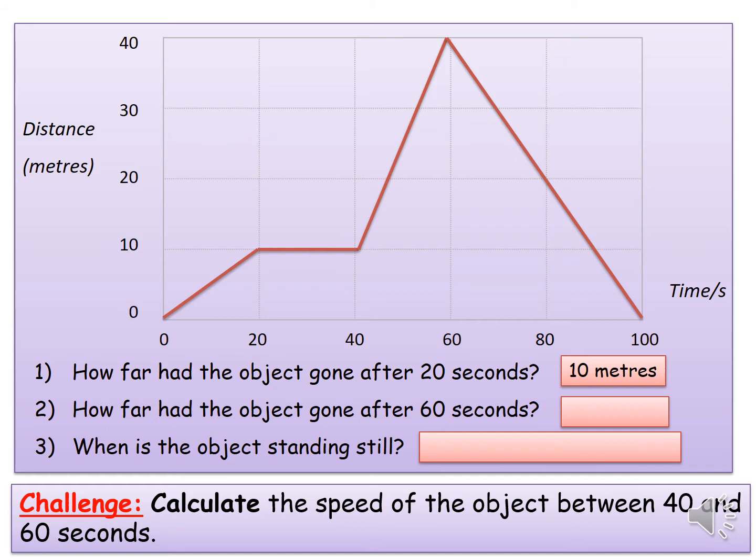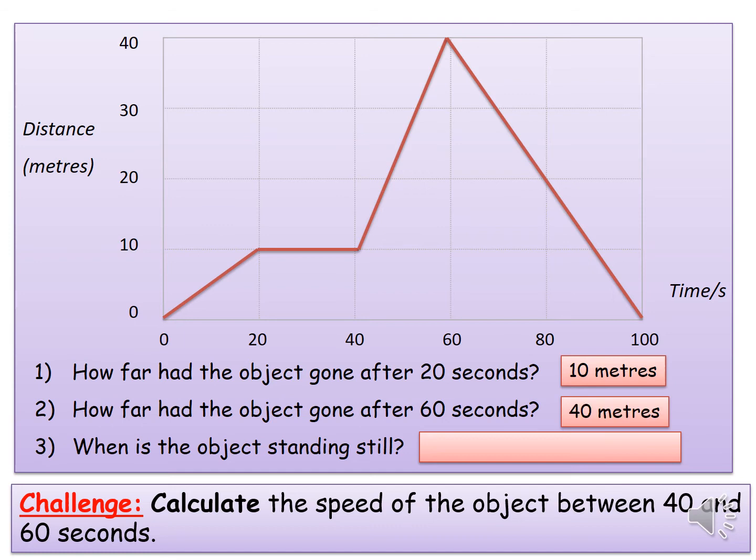For question number 2, how far had the object gone after 60 seconds? So again, you start at 0, go across the x-axis, till you get to 60 seconds, and then you go up until you meet the red line at the top, which tells us the object has moved 40 meters after 60 seconds.